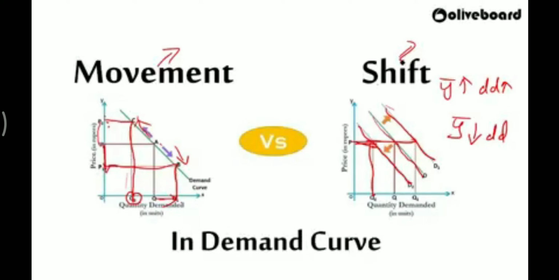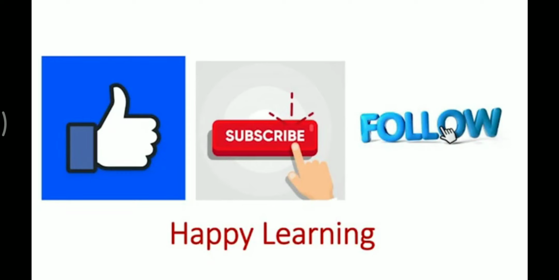Moving along the demand curve is called expansion or contraction. Shift in the demand curve is called increase or decrease. Movement is happening because of changes in the price. Shift is happening because of changes in factors other than price. Hope you understood all these things, guys. This is for your demand analysis.